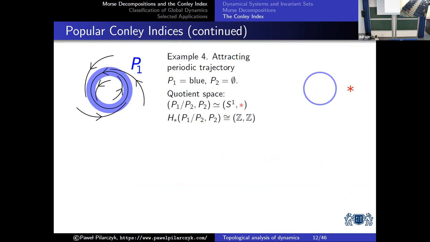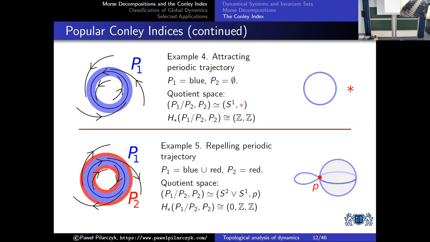Let's see two more situations. If we have an attracting periodic trajectory, then P1 could be like a belt around this trajectory. All the trajectories enter this neighborhood in forward time, so no trajectories exit. The exit set is empty. Again, we have the division by zero error, so we have this extra point, and we get the circle and this extra point that doesn't count for homology. So the homology is Z and Z.